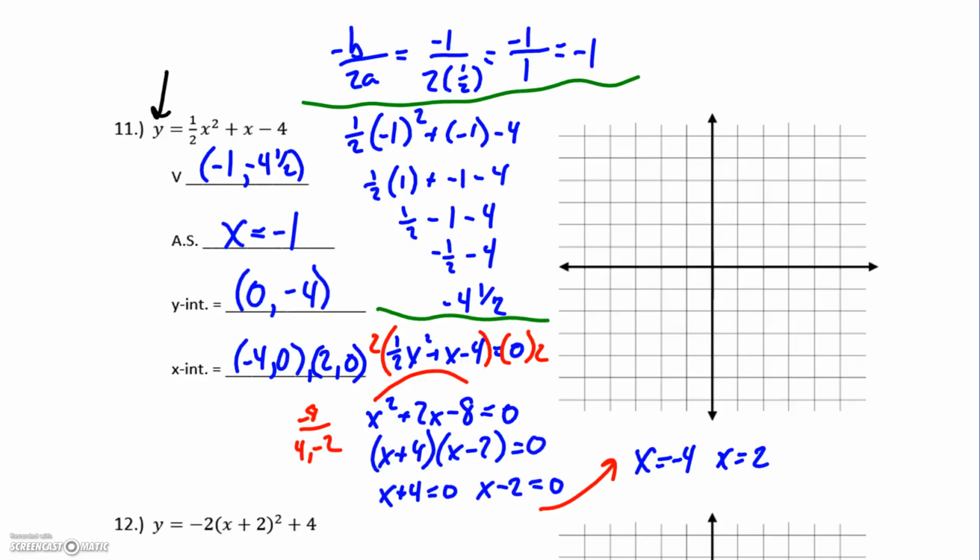So now that I have all this stuff, I'm just going to start to plot all these. So I've got the -1, -4.5 is about here. The axis of symmetry I can graph as a dotted line.